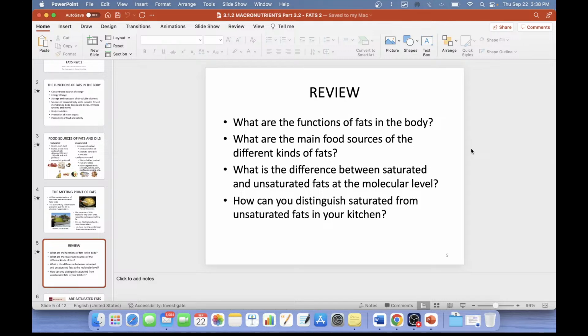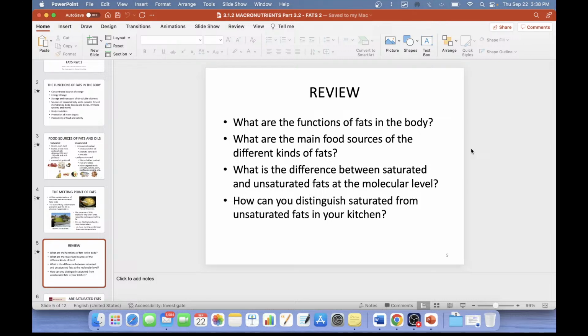Sorry, just a second. Were you raising your hand? Yes. Yeah, it works as an insulator for the body. And yes, energy storage, long-term energy storage. Yes. It protects the organs.